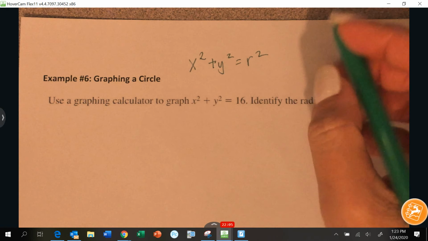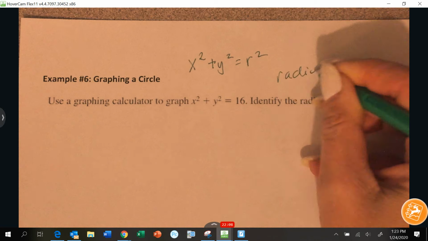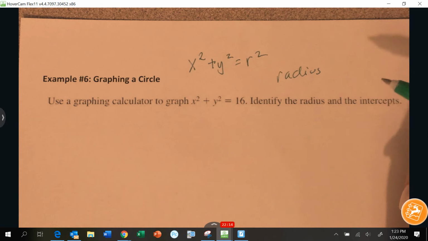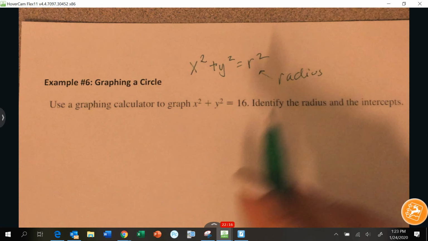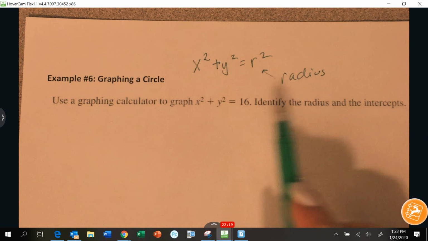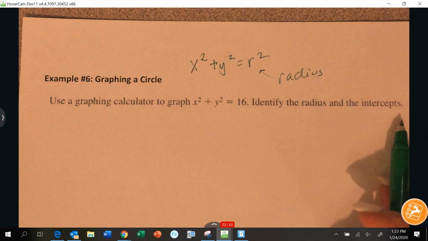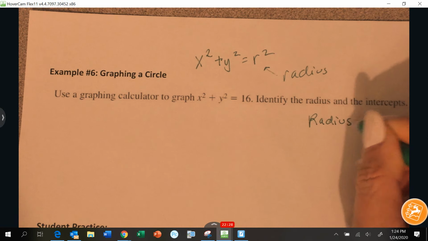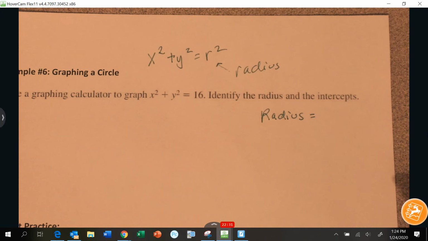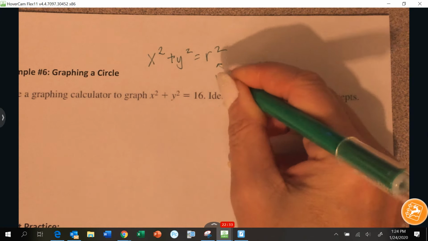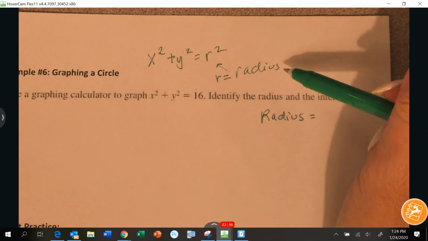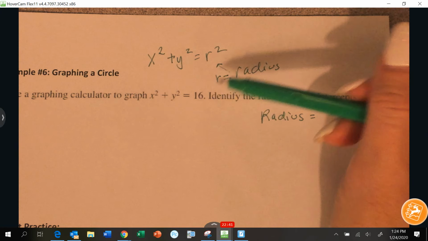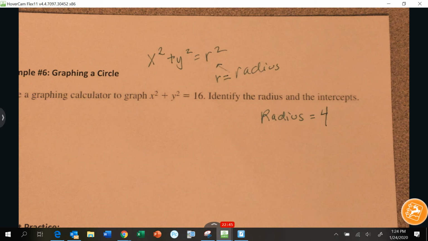Does anybody know what r stands for? Radius. So r is the radius. Here we've got x squared plus y squared equals 16. It says identify the radius and intercepts. Can we identify the radius before even graphing it? Yes. What is it? It is not 16. R is the radius, so r squared is 16. We do have to square root it to know that the radius is 4. Why is it not plus or minus 4?